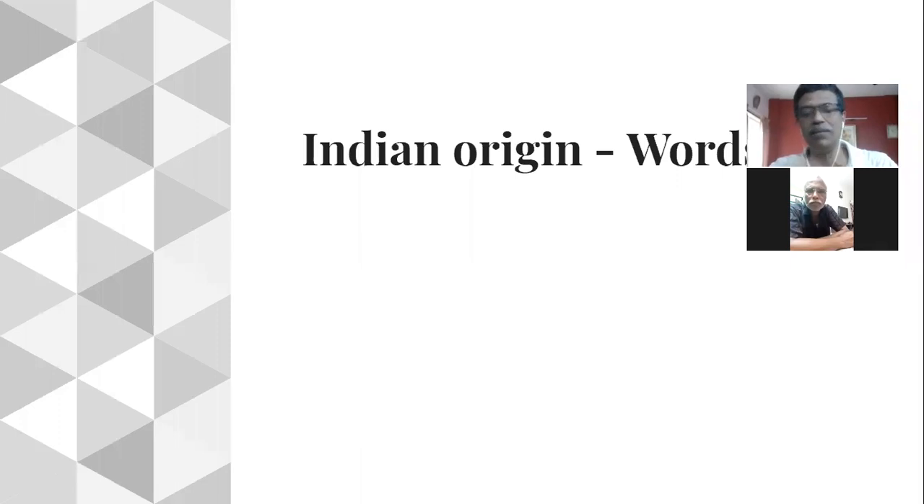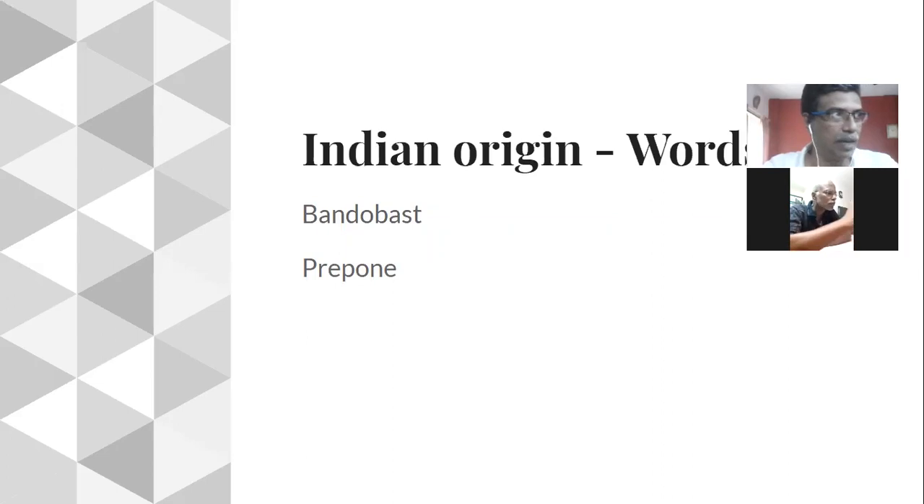Now let's look at some Indian origin words that have come into English. Bandobast. Did you know that bandobast is an English word? Now it is. We know what the meaning is, right? This is another word that has come into English. Prepone. We Indians have given it to English. There was nothing called prepone. But about 10 years back in 2010, Oxford and Webster's understood that yes, there is a logic between postpone and prepone. So let's bring in the word called prepone. It is an Indian word.